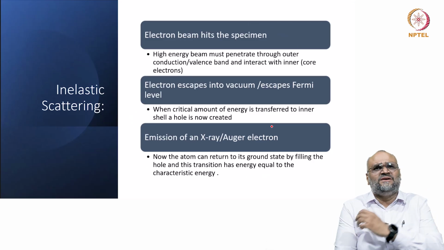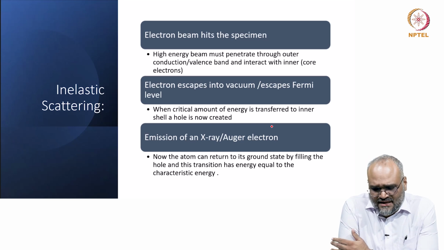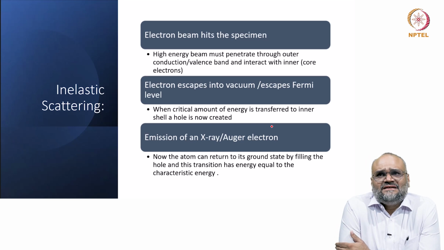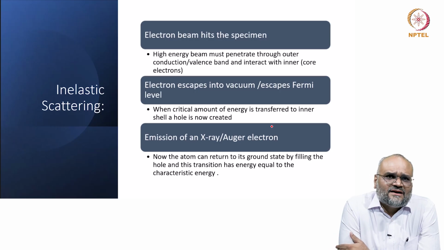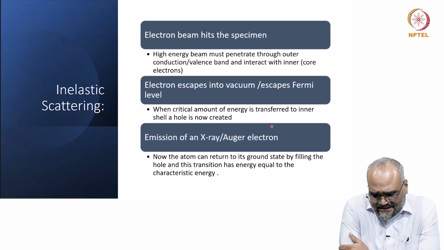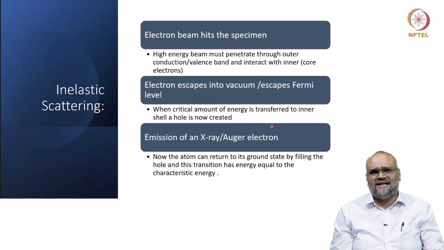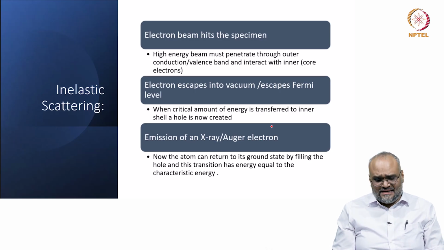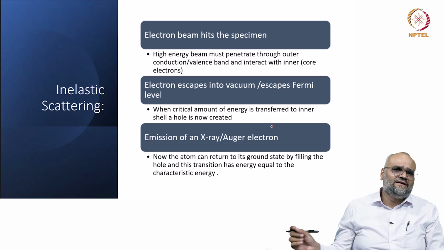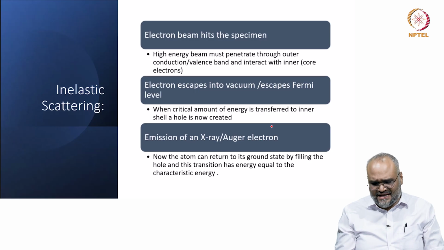When the electron beam hits the specimen, the high energy electron beam must penetrate through the conduction and the valence bands of the specimen, and it interacts with the core electrons, and when a critical amount of energy is transferred to the inner shell, you create a kind of a hole, and there is also the generation of secondary electrons during this process. As a consequence of this creation of holes, you can have inter-band transitions, and as a consequence of this you can have emission of a characteristic X-ray or an Auger electron.